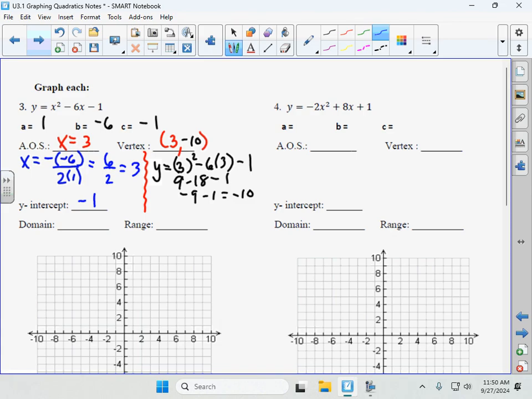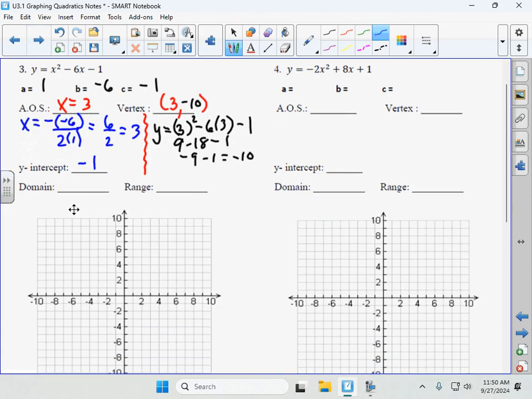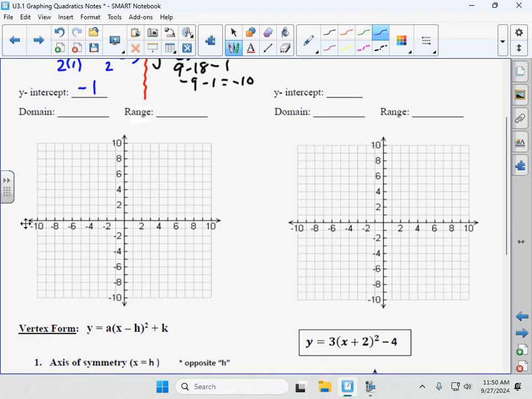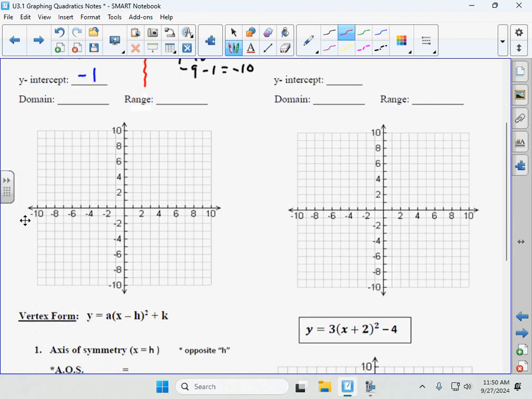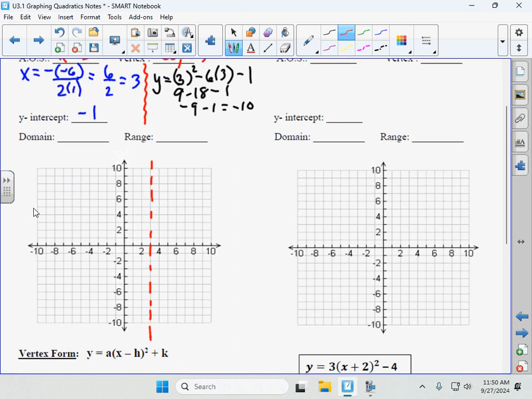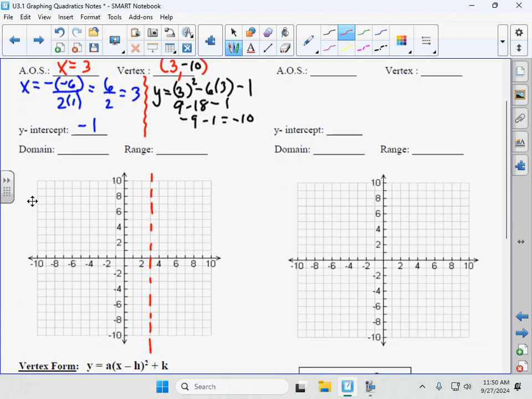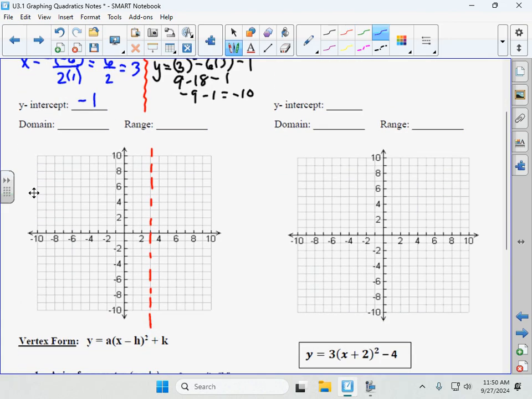Let's go ahead and plot all this stuff that we have right now. Our axis of symmetry, x equals positive 3. Let's put that dotted line, x equals positive 3. Our vertex is going to be on that vertical line. Our vertex is at 3, negative 10. Positive 3, negative 10. We have our y-intercept of negative 1.